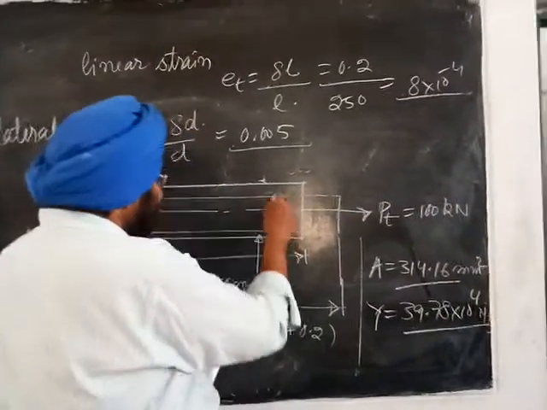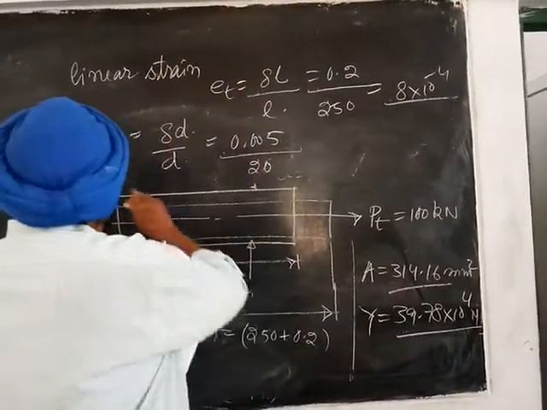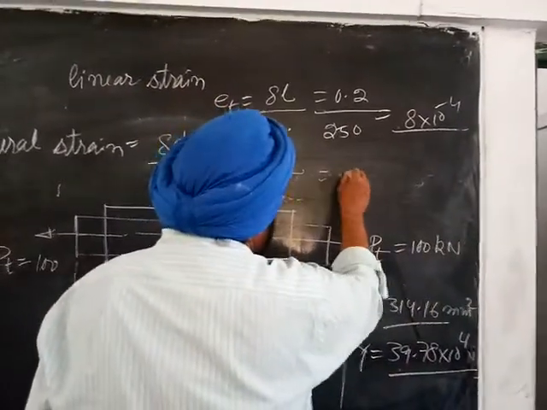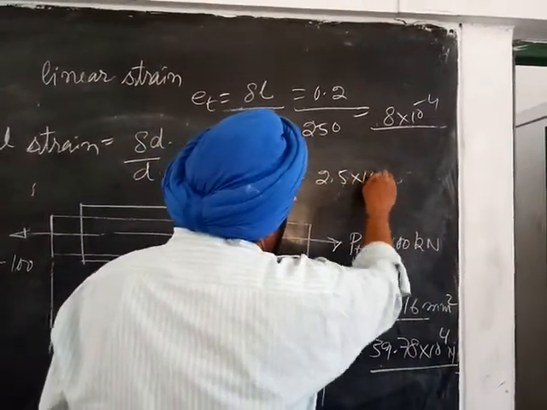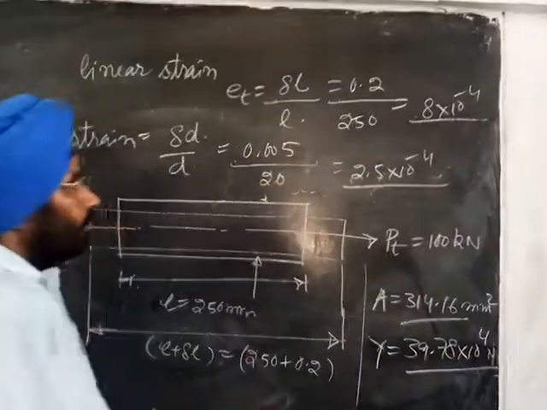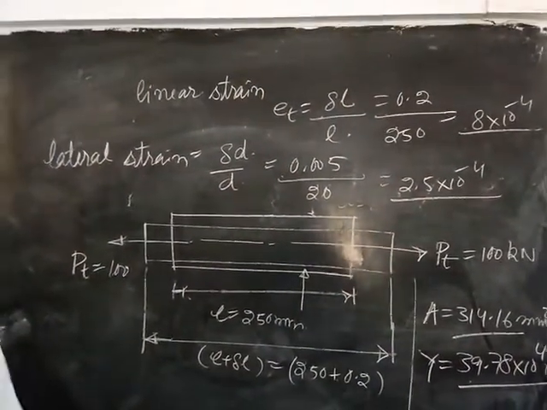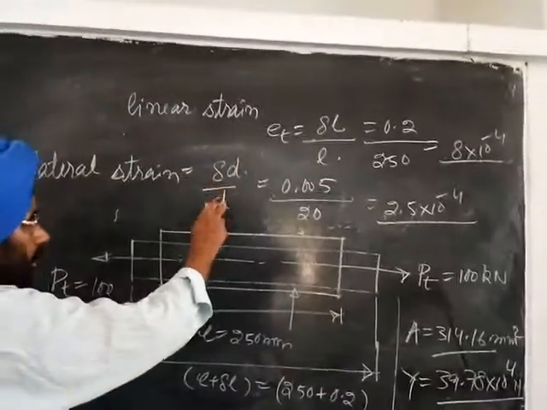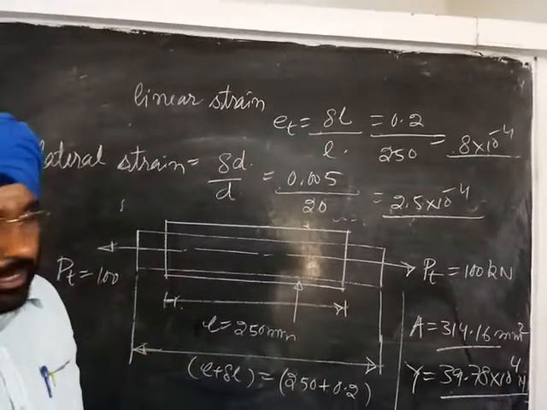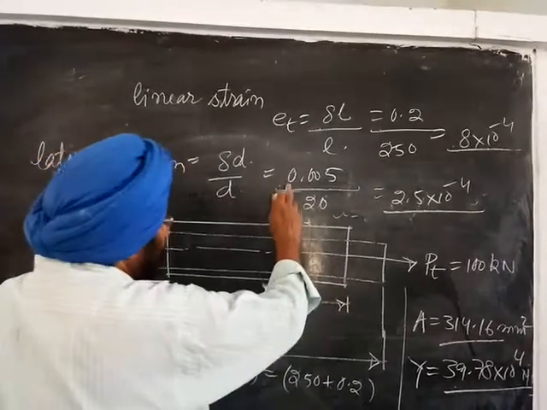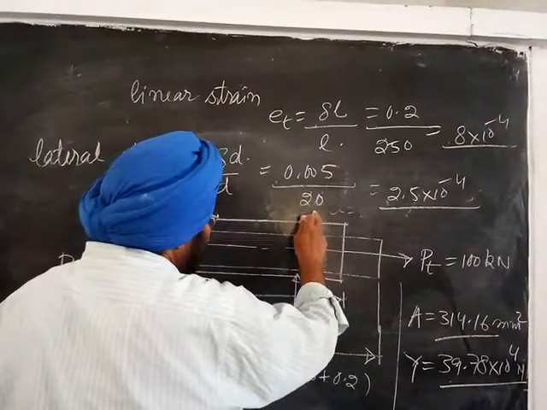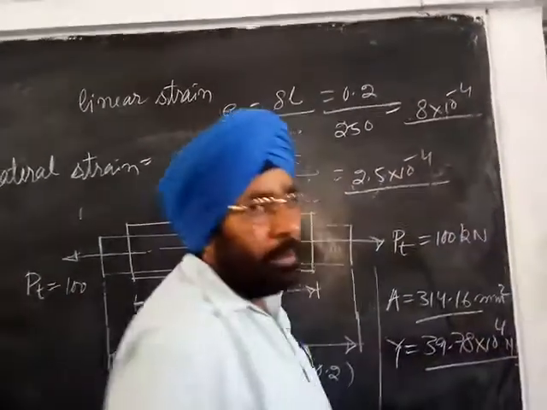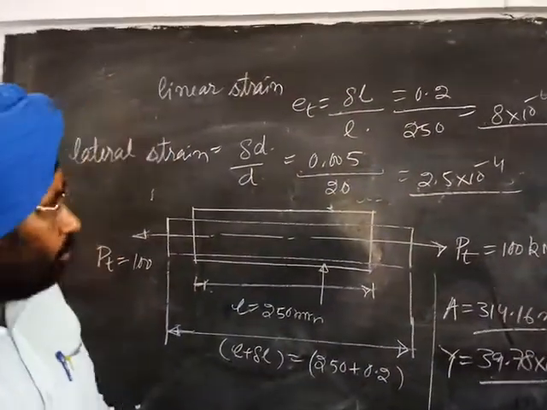So then lateral strain is 2.5 into 10 raised to the power minus 4. So this is the value of lateral strain. Lateral strain is delta d, change in diameter, upon original diameter. The contraction in diameter is given to us 0.005 upon original diameter 20. So the value is 2.5 into 10 raised to the power minus 4. So then what is the Poisson ratio?